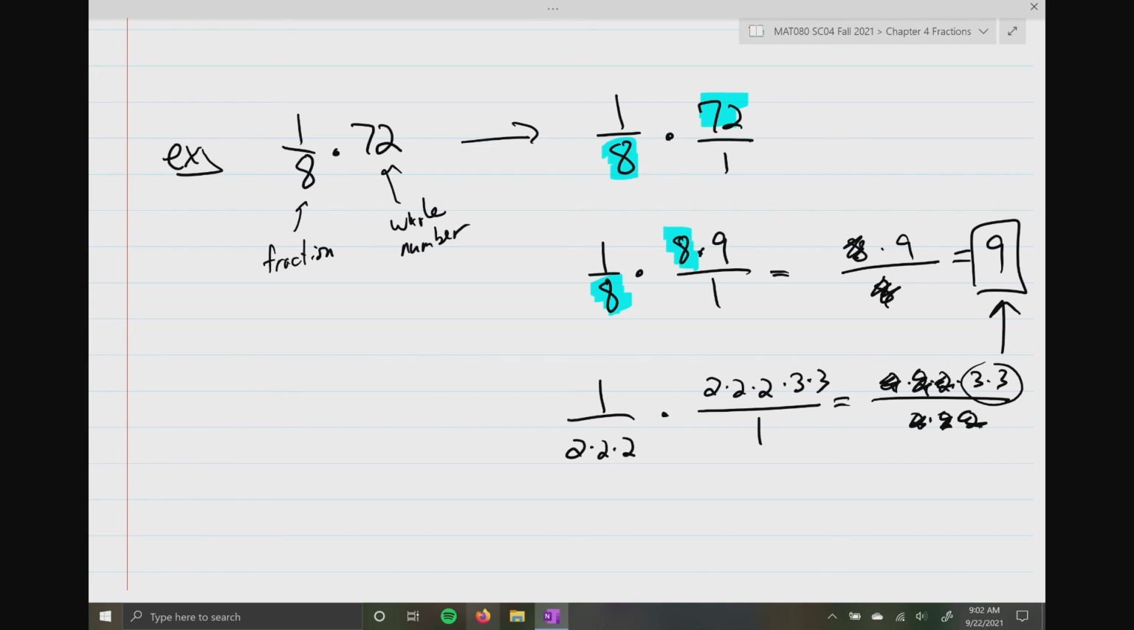All right. So we have one more thing to do in this section, dividing fractions. I'm going to save that for Friday, because I'm going to be honest with you, I think we did a lot today.